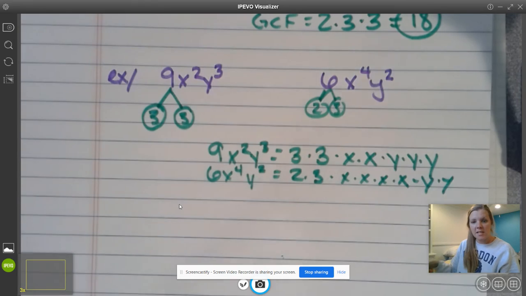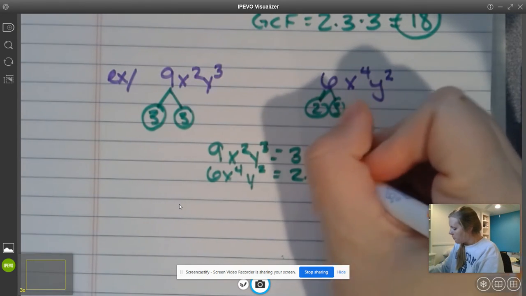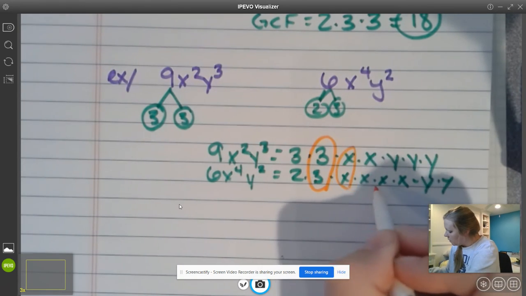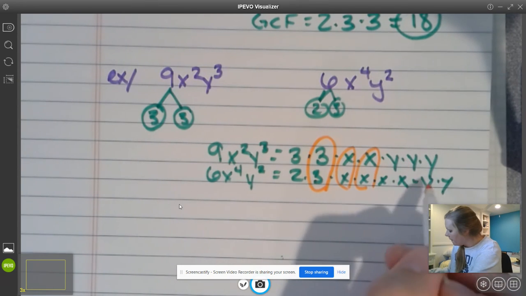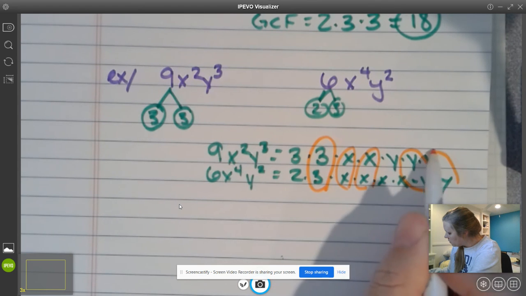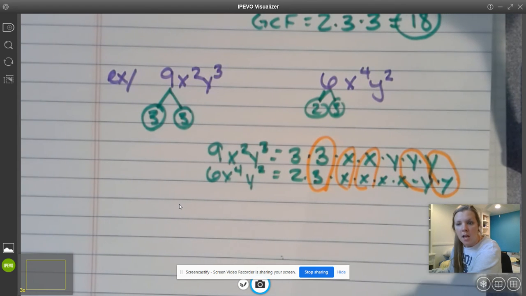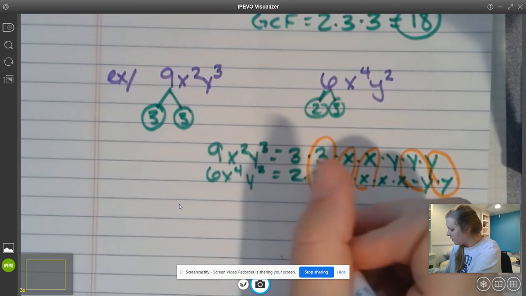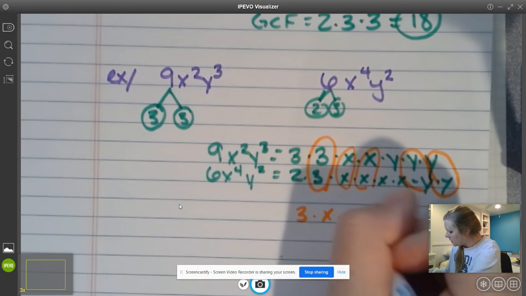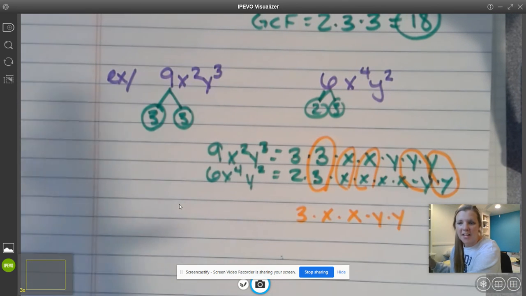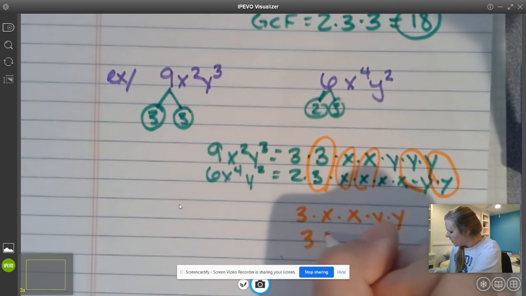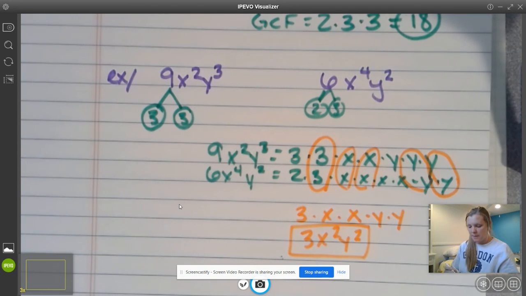After you have those all written out, you're going to find the common ones. They have a 3 in common. 1, 2 x's. There's no more x's up here, so there's no more. And then 2 y's. 1, 2. And then to find the GCF, I'm going to take one of everything. A 3, an x, a y, and a y. Because I have 2 groups of x's. And then I can just combine the variables. 3, x squared, y squared. That's my GCF. Thank you. We'll practice a lot.